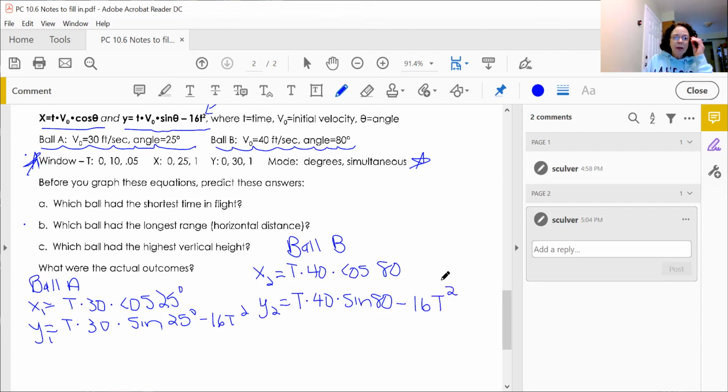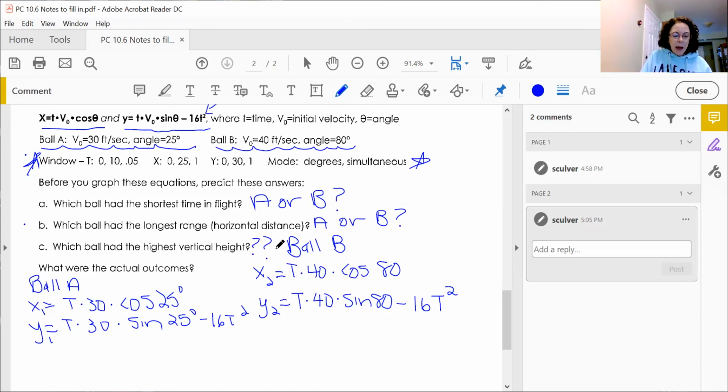Okay, and I was asking you to make some predictions here before we put this into the calculator. Which ball do you think will have the shortest time in flight, A or B? What do you think? So make a prediction. Which ball will be in the air the longest? Which ball will have the longest range and go further horizontally or vertically? That would be A or B. So you pick which ball do you think is going to go furthest? And which ball has the highest vertical height, right? So you could answer what you think is going to happen there. Okay, so let's get this into the calculator.